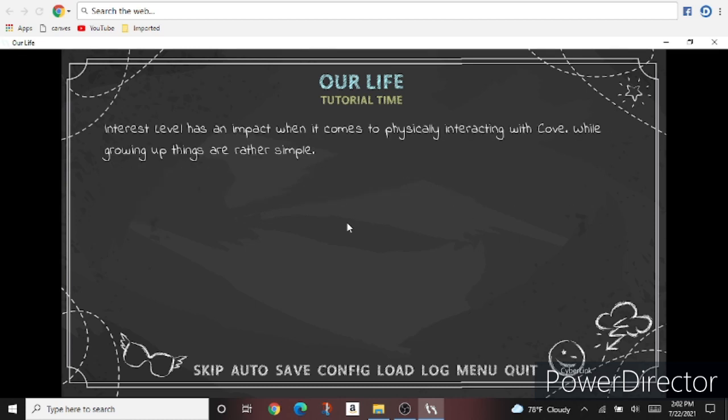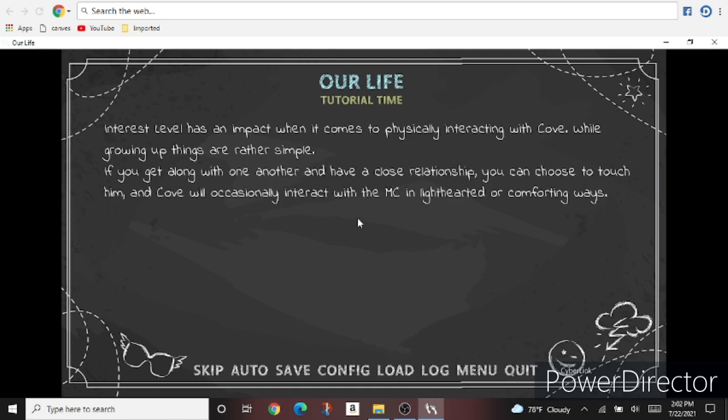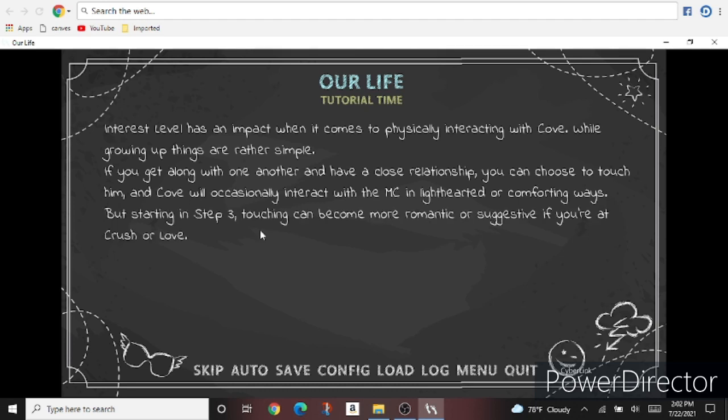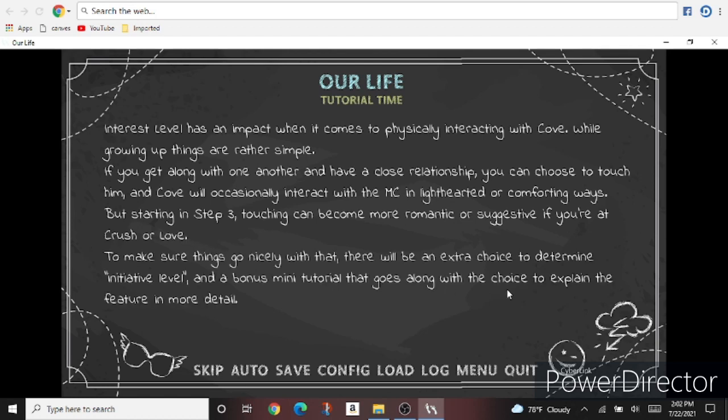Interest level has an impact when it comes to physically interacting with Cove. While growing up, things are rather simple. If you get along with one another and have a close relationship, you can choose to touch them, and Cove will occasionally interact with MC in lighthearted or comforting ways. Starting in step 3, touching can become more romantic or suggestive if you're at crush or love. Make sure that things go nicely with that. There will be an extra to determine the initiative level, and a bonus mini tutorial that goes along with the choice to explain the feature in more detail.